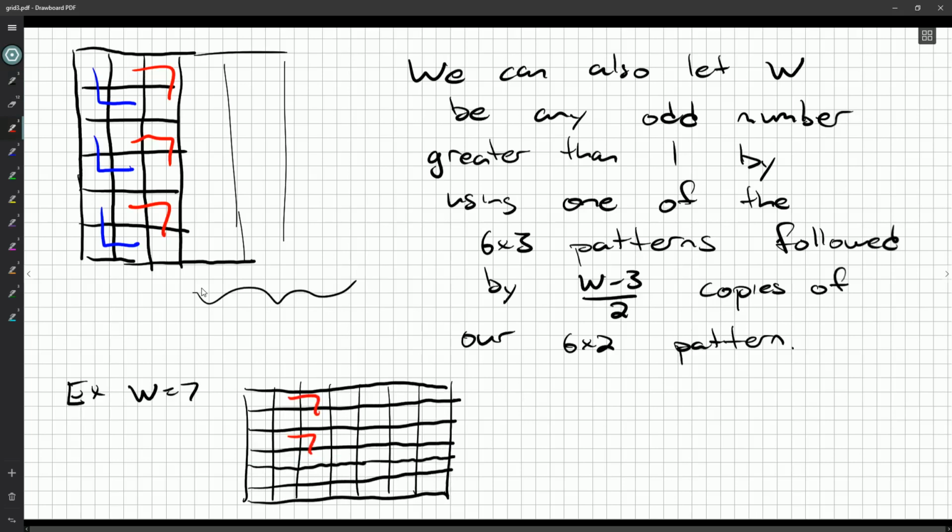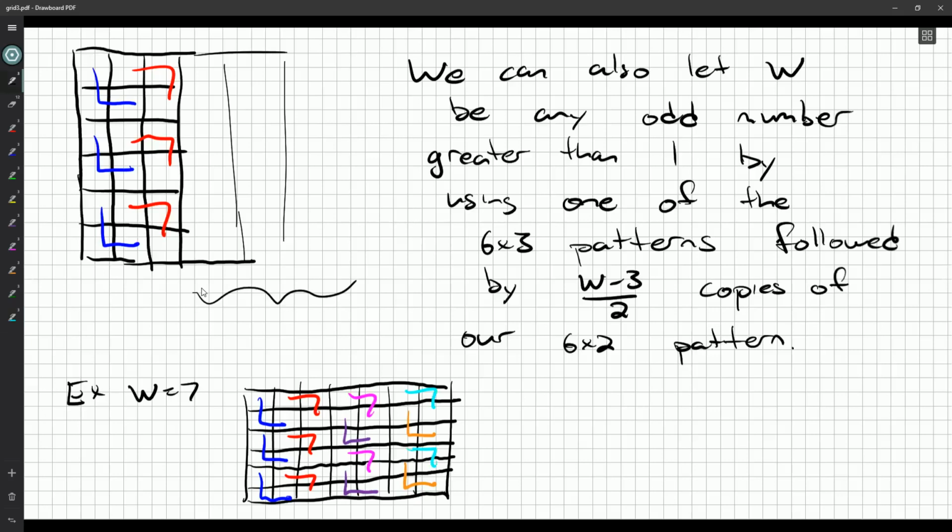We need 1 copy of the 3x6 pattern. And then we would need 1 copy of the, oops, I did that wrong. That one and that one. And then we need another copy of that pattern. Okay. So there we go. That would be W is 7.